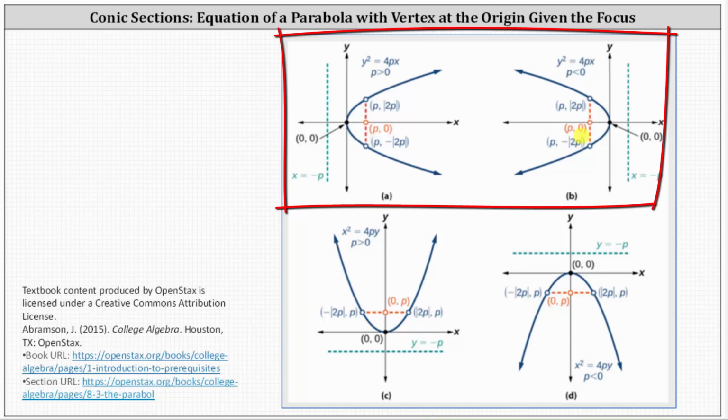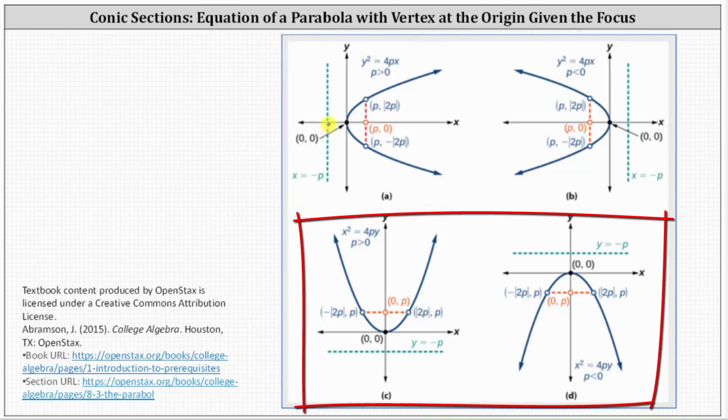If the parabola opens to the right, p is positive or greater than 0. If the parabola opens to the left, p is less than 0 or negative. Recall, we can always say the absolute value of p gives us the distance from the vertex to the focus, as well as the distance from the vertex to the directrix.